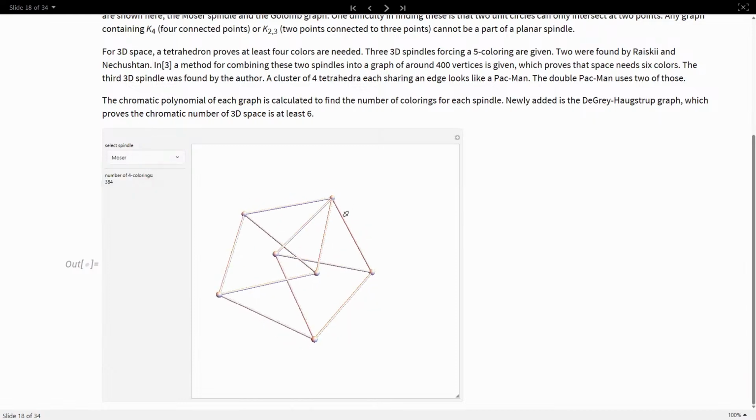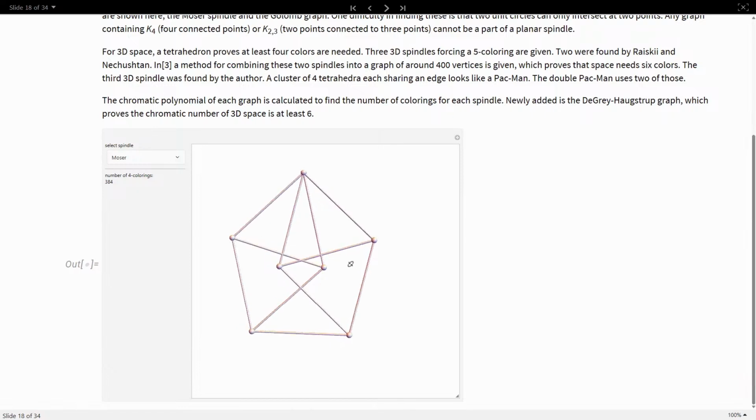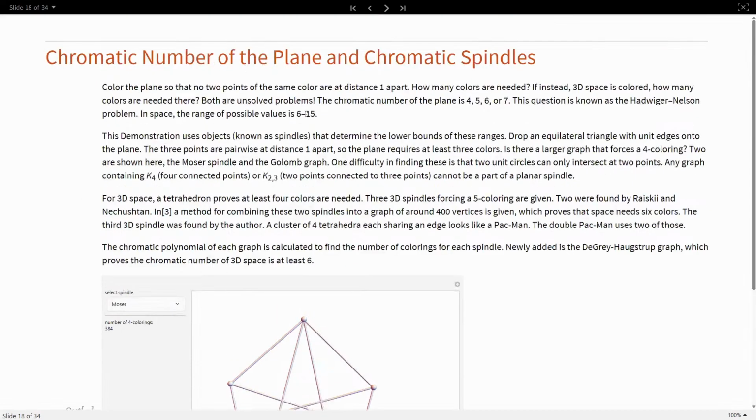And here's the Moser spindle again. This shows that we need at least 4 colors to color the plane because of this object. Because if you have a coloring, you can basically toss this object onto the plane. It will mark 4 points that require 4 colors. A larger question is, what is the minimal number of colors you need to color space?